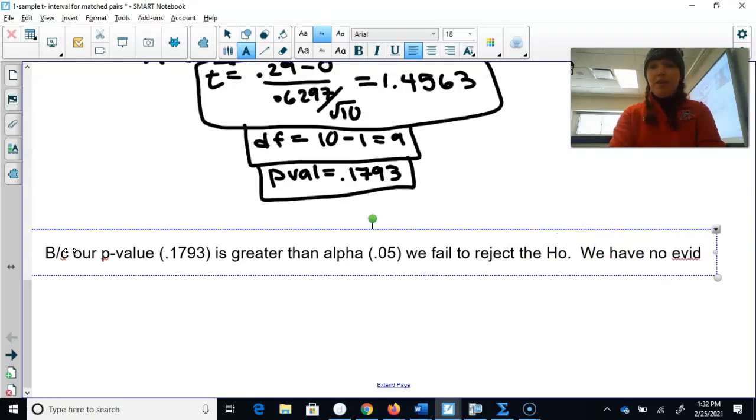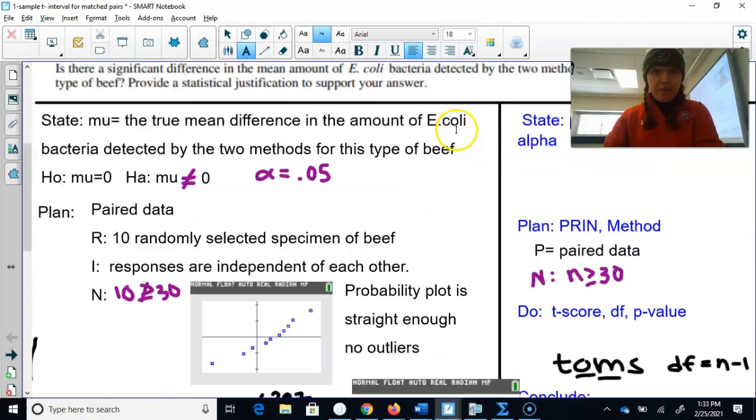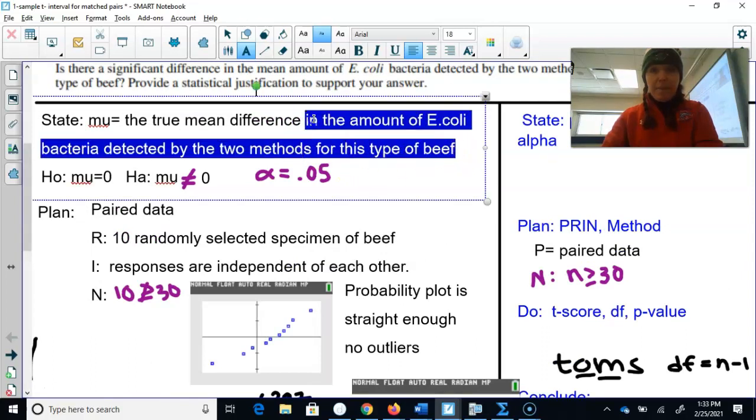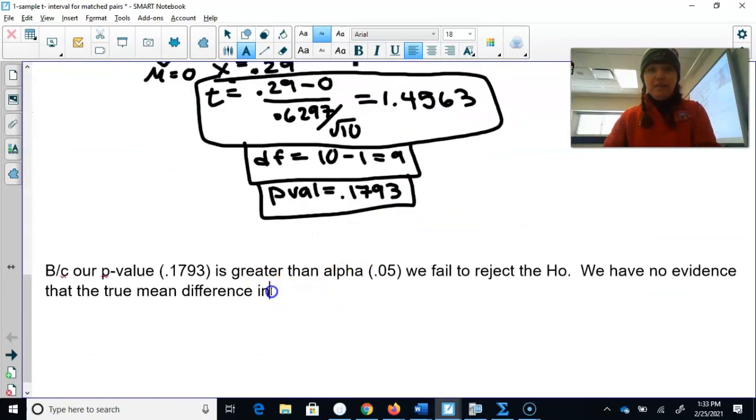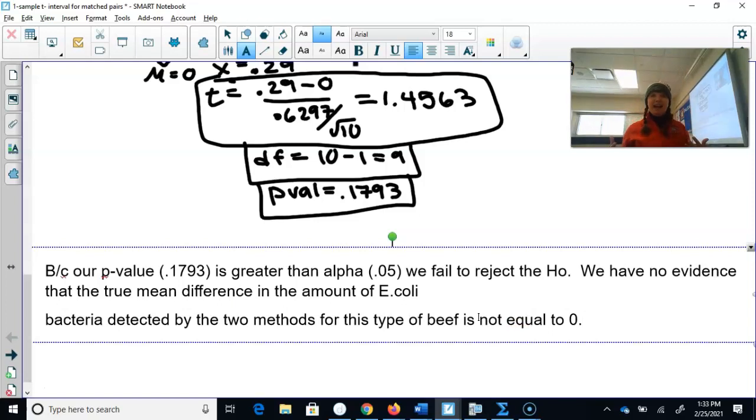We have no evidence that the true mean difference in, okay, where is it? Let's look. I want to make sure I have it right. I'm going to just copy it here. The true mean difference, Control C, Control V, in the amount of E. coli bacteria detected by the two methods for this type of beef is not equal to 0. We have no evidence that it is not equal to 0.